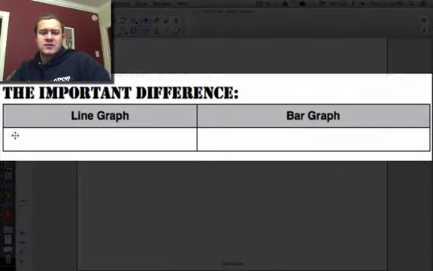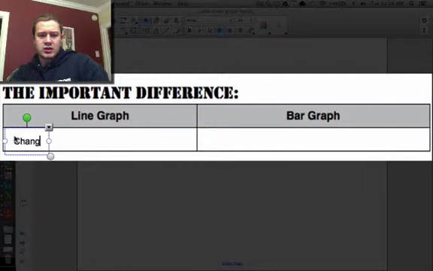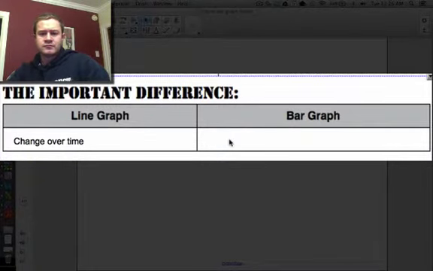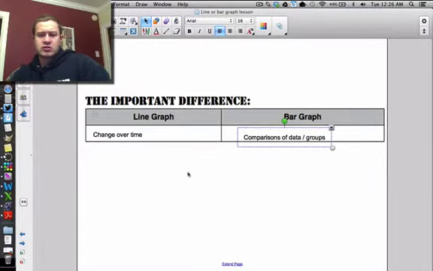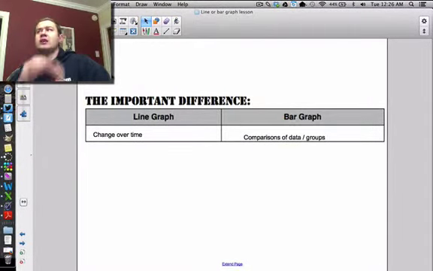But the big difference is this: line graphs show change over time. Okay, and you should know this. This is the big litmus test there. Whereas bar graphs, they'll often show just comparisons of data and groups. And so you want to make sure that's in your notes. And so we're going to look at an example in general.